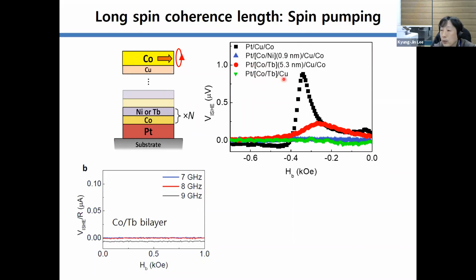As another reference sample, we remove the top cobalt layer, so we remove the spin pumping source, but with the cobalt terbium multilayer still there, there is almost no signal. So this red data comes from the spin current originating from the spin pumping of the in-plane cobalt layer. And also, if we use only a cobalt terbium bilayer, there is no signal, which means that here cobalt terbium itself does not contribute to the inverse spin Hall voltage. So we conclude that this is evidence of a relatively long spin coherence length of the ferrimagnet.